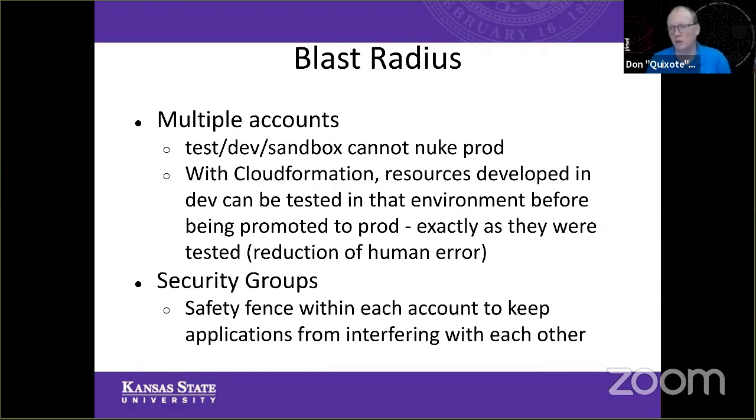Then within each account, you have security groups, and security groups create a safety fence to keep applications from interfering with each other. So these are basically like microsegmented firewall rules. And so you just really don't allow the applications to talk to each other. And this works really well. You can automate when you've got another group you need to talk to. You can symbolically address its security group by name instead of by IP address. So as things dynamically change, it will keep up and automatically rebalance with all of the changes. So that's very handy.